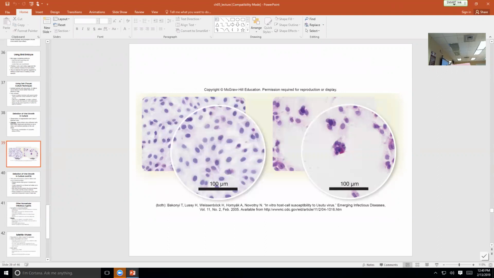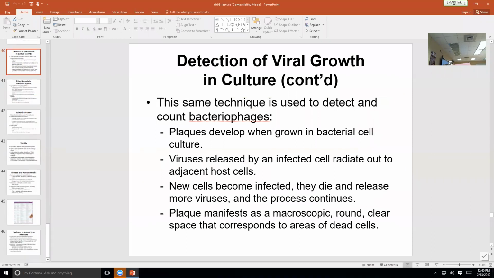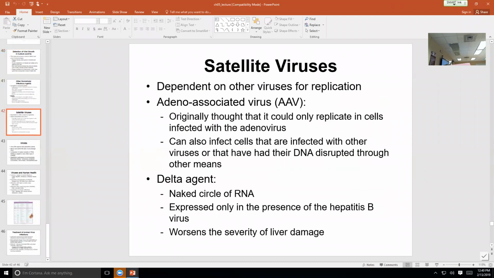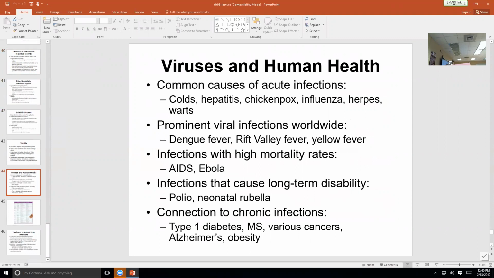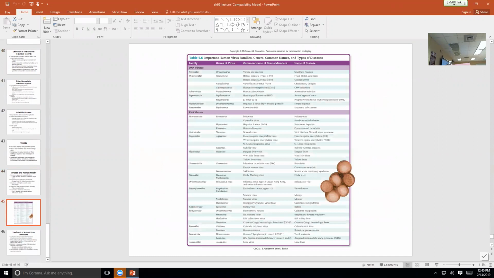So anyway, looking at cytopathic effects, and we know what bacteriophages are. I was trying to think if I finished all of this. I don't know. I think so.